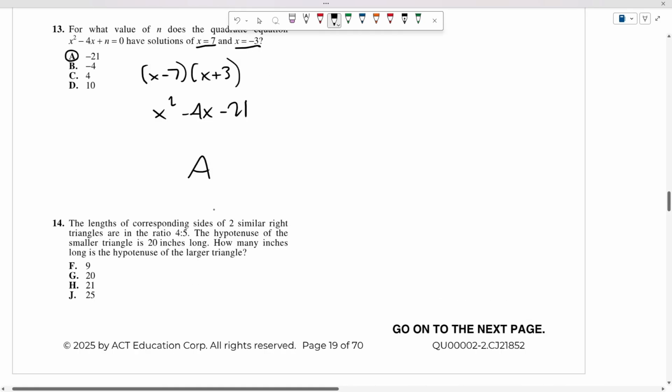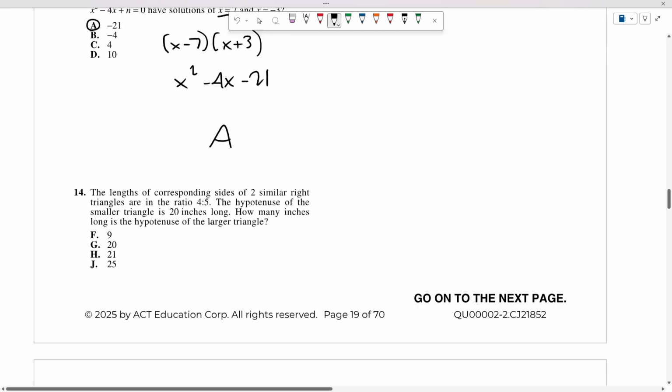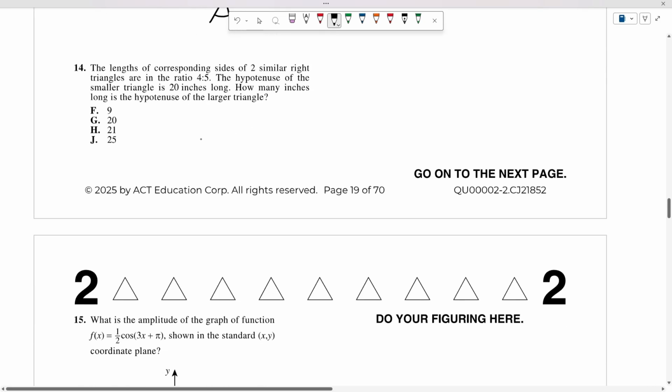The lengths of corresponding sides of two similar right triangles are in the ratio of 4 to 5. So I'm going to have two similar right triangles. One is a little bigger than the other, not really.